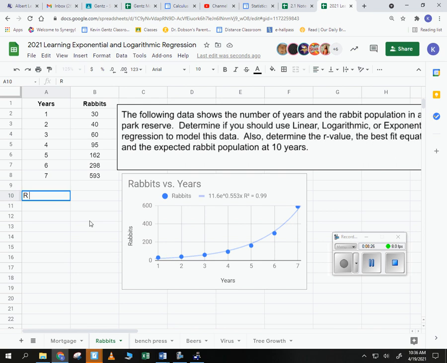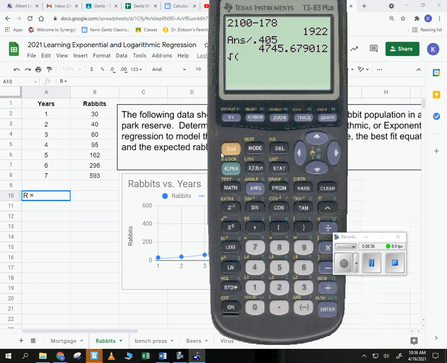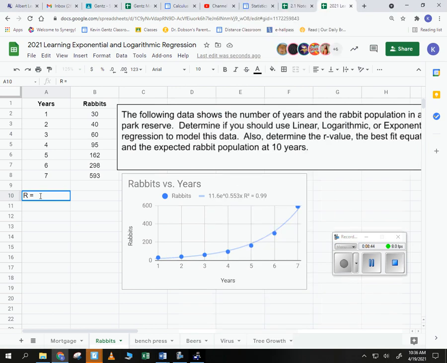We have R is equal to, and we have to take the square root of 0.99. So square root of 0.99, and I get 0.995. So we're just going to go again with 0.99. Is 0.99 a good value? It sure is.